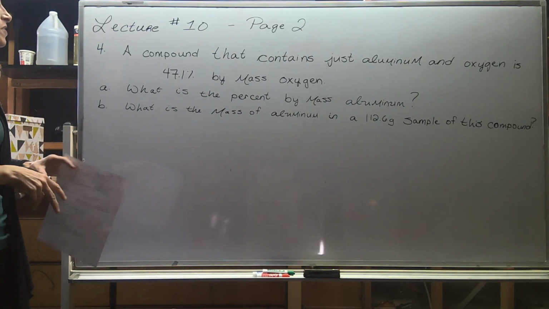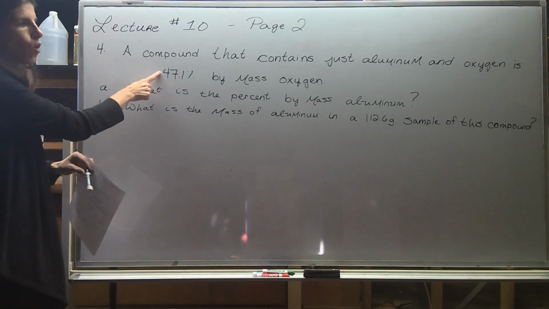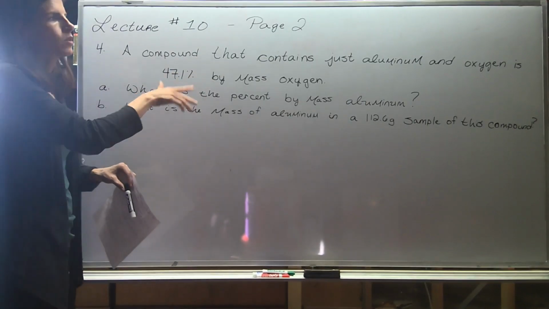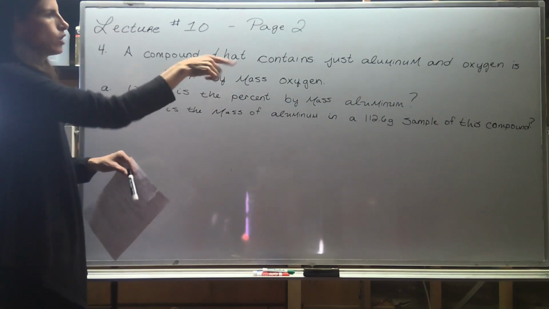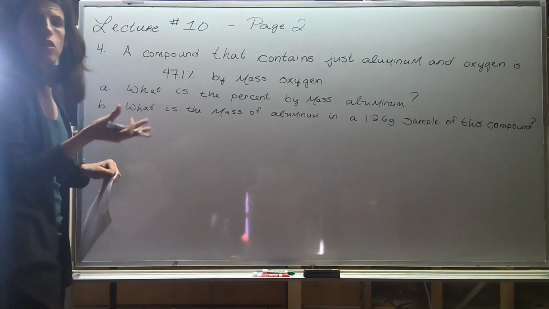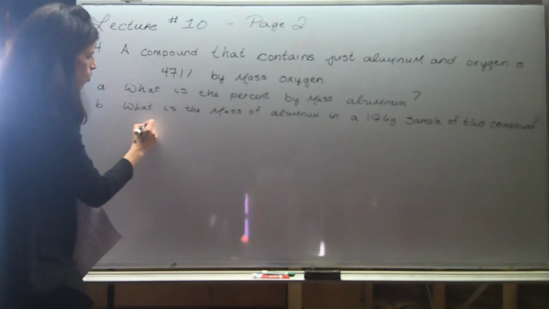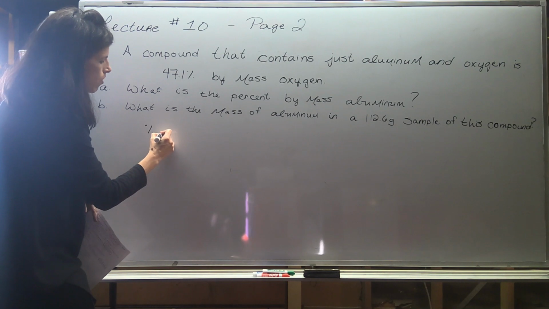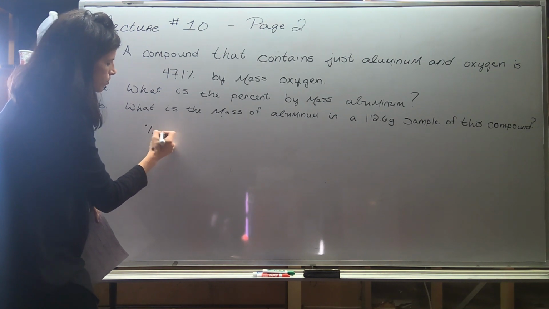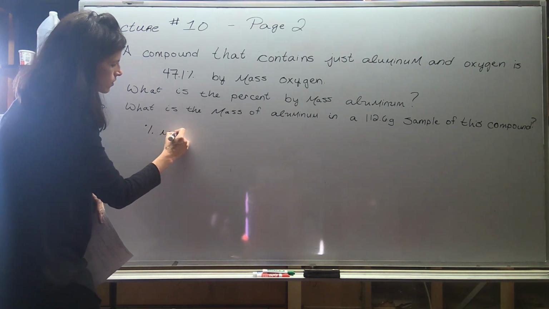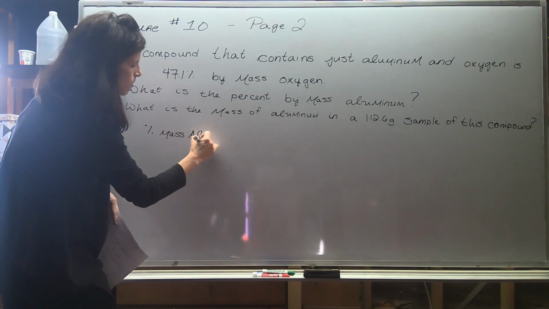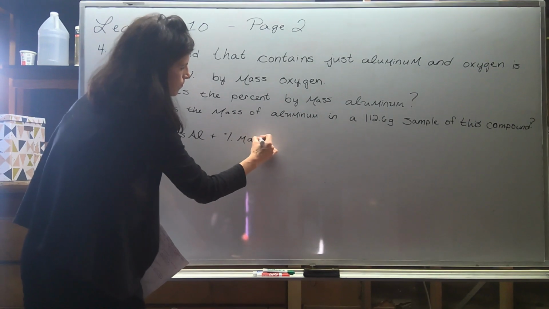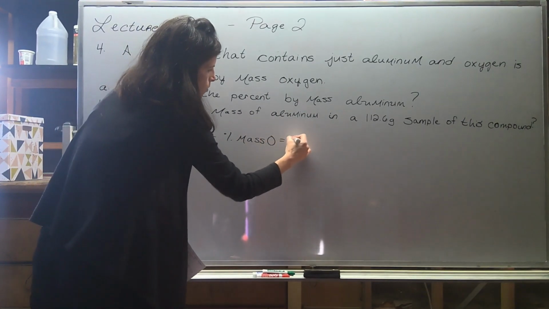Alright, so last problem of this set. Here we're told that we have 47.1% by mass oxygen. We're dealing with a binary compound. It's just aluminum and oxygen. So the following relationship holds true. We know that the percent by mass aluminum plus the percent by mass oxygen has to equal 100%.